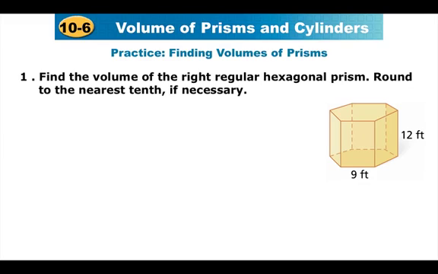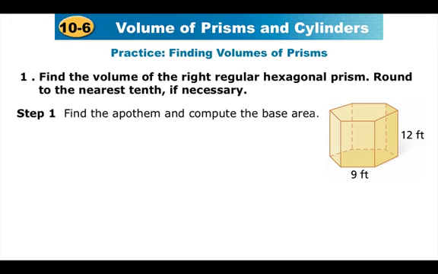Number 1 says find the volume of a right regular hexagonal prism, round to the nearest tenth if necessary. So the first thing we're going to do is find the apothem and compute the area of the base. This is a hexagon, so you have to go through the steps of finding half the center angle, and once you have the apothem, find the perimeter, multiply the perimeter times the apothem and divide it by 2, and that's your area. You did this in the previous chapter, so you should be familiar with those steps.